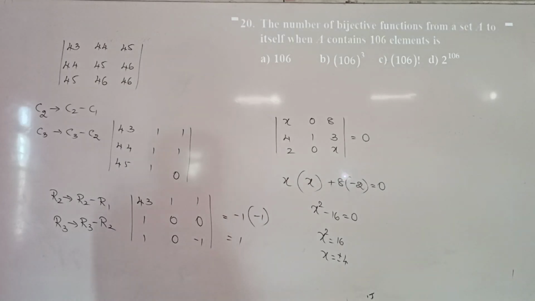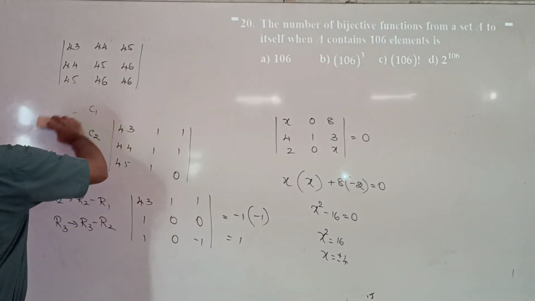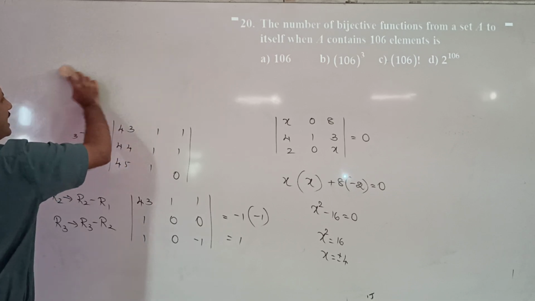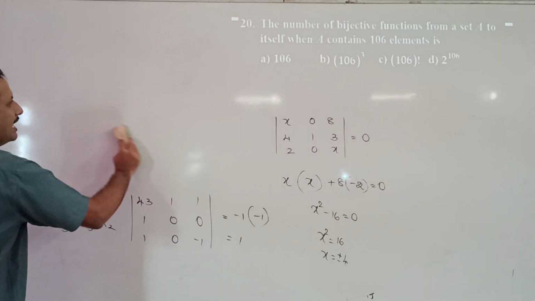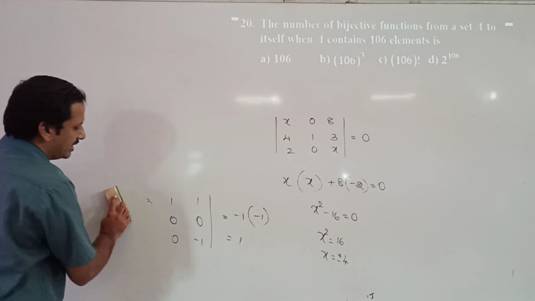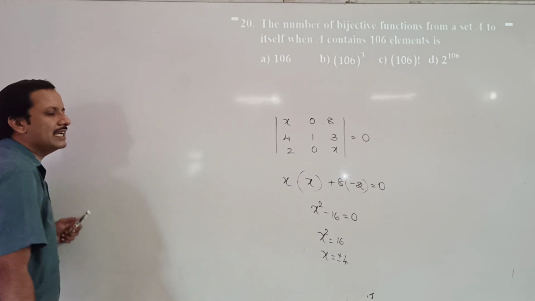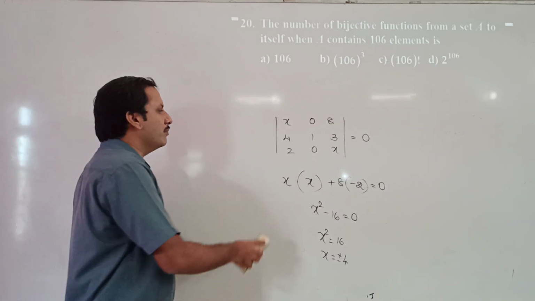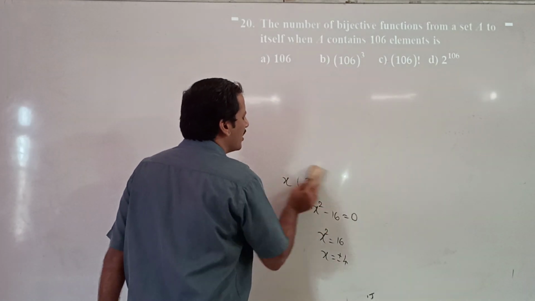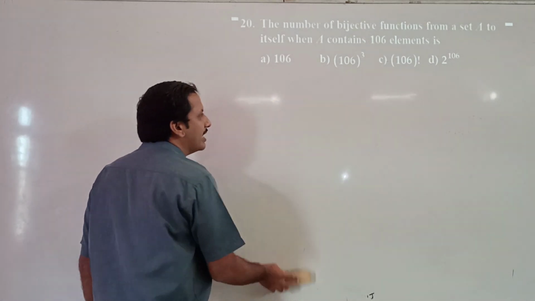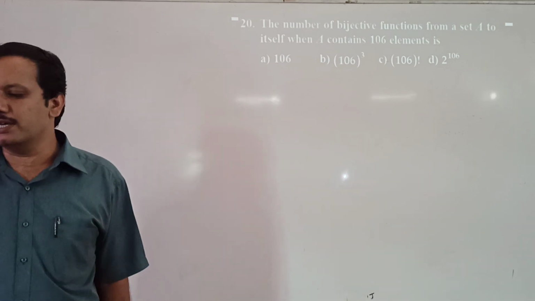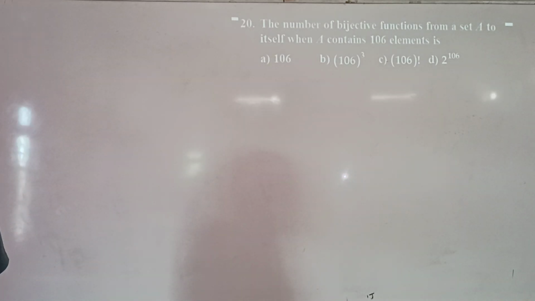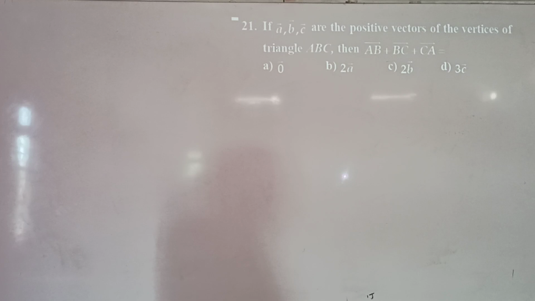Then 20th question. The number of bijective functions from a set A to itself when A contains 106 elements is. See, if a set A contains n elements, then the number of bijective functions from A to A is n factorial. So here the answer is 106 factorial.